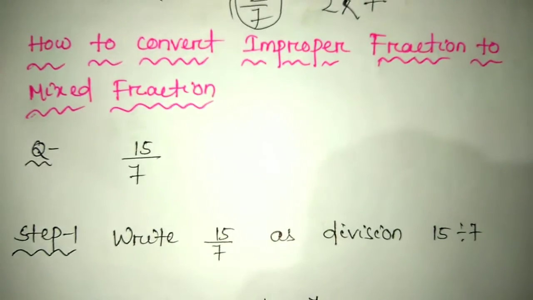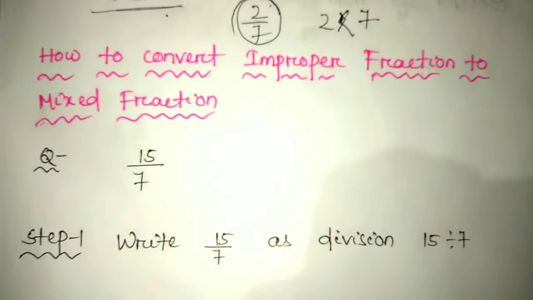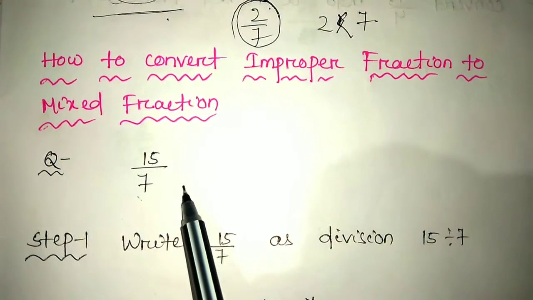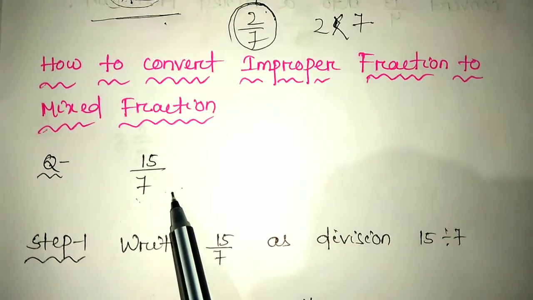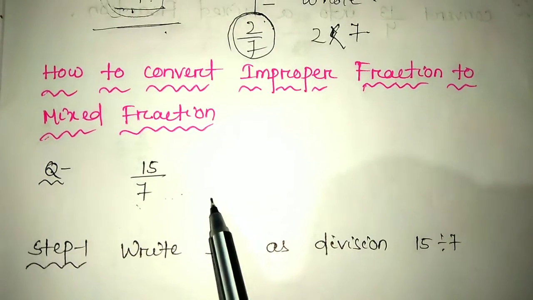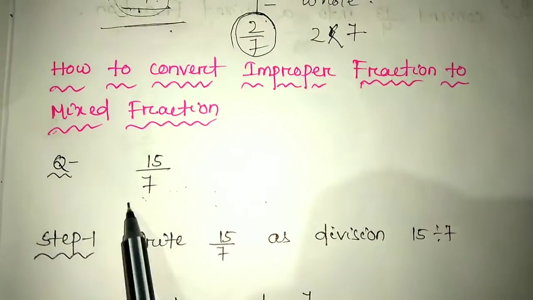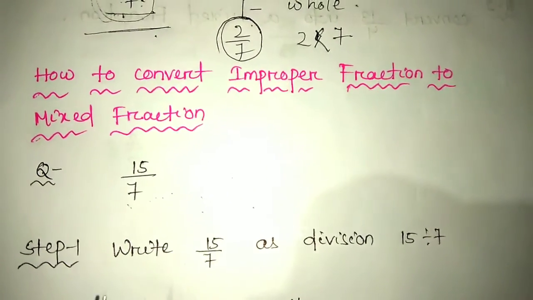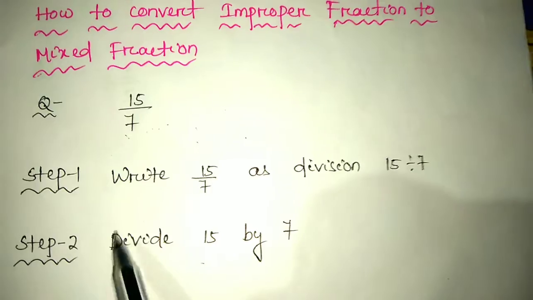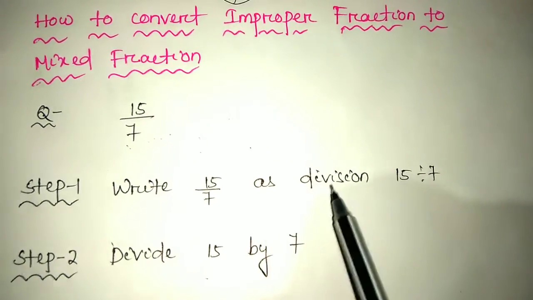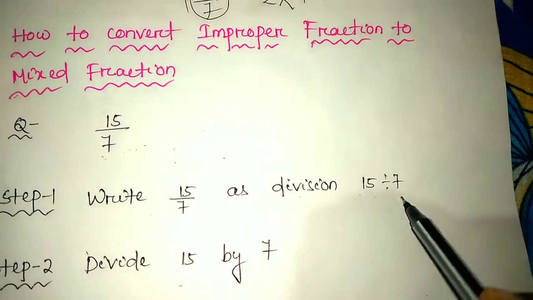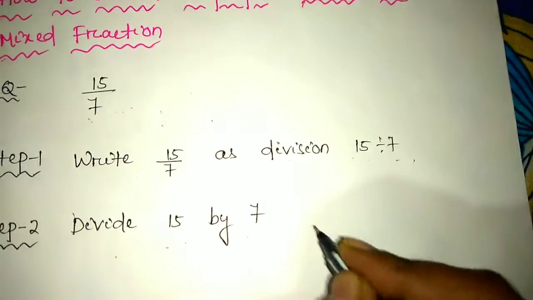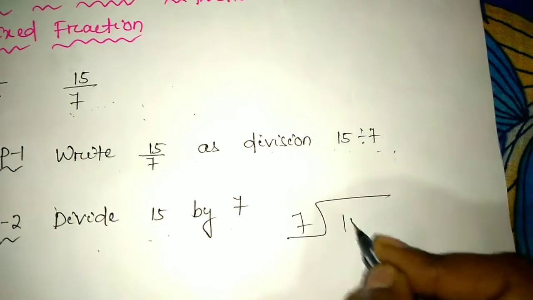Now let's learn how to convert an improper fraction to a mixed fraction. So the question is 15 by 7. Convert 15 by 7 into a mixed fraction. To convert 15 by 7 into a mixed fraction, we have to follow the following steps. Step 1. Write 15 by 7 as division: 15 divided by 7. Then divide 15 by 7, that is 7 into 15.